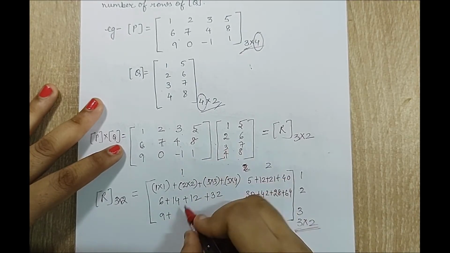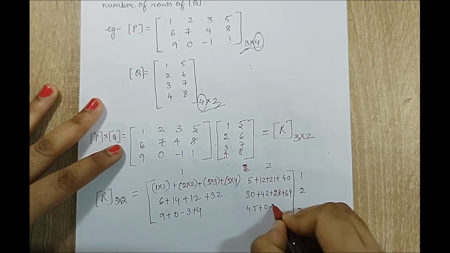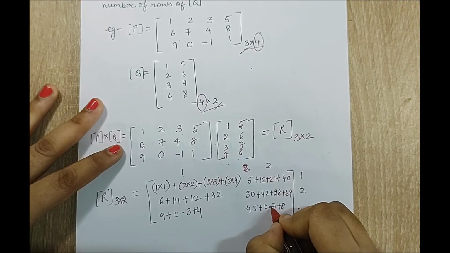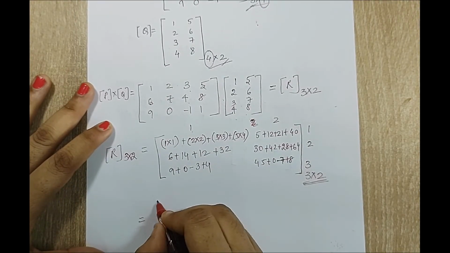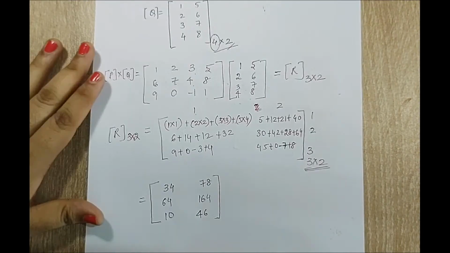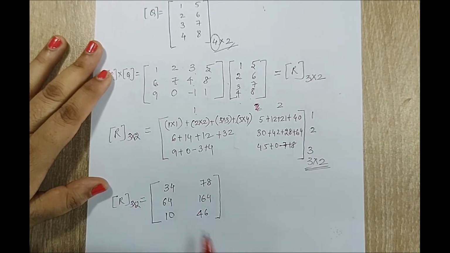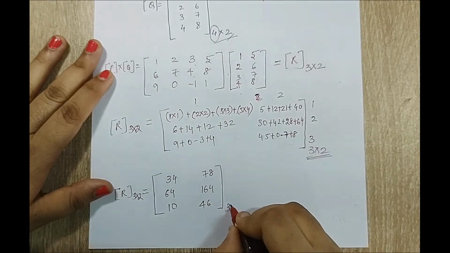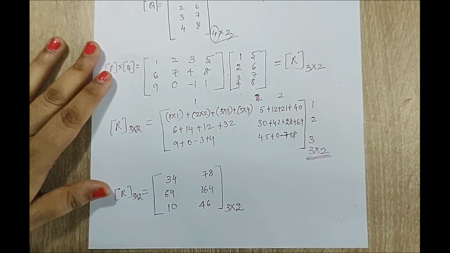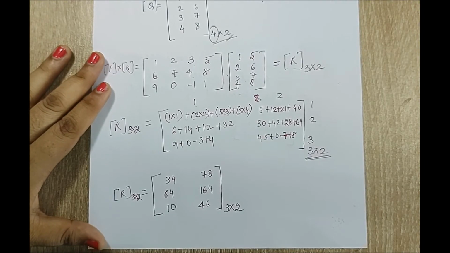Likewise 9 plus 0 minus 3 plus 4, and I have 45 plus 0 minus 7 plus 8. These are the values that I get. Now when I sum it up, I get the matrix as, so this is the value of the resultant matrix R 3 by 2 that I obtained by adding and placing these values. So this will be a 3 by 2 matrix that you can observe. So this is how a simple multiplication of two matrices is done.